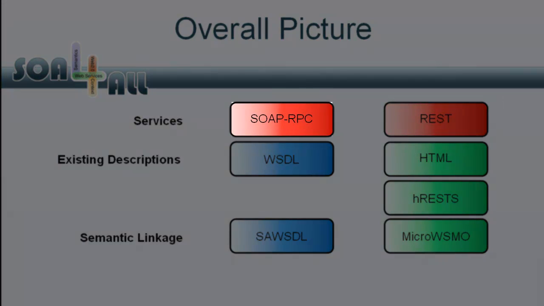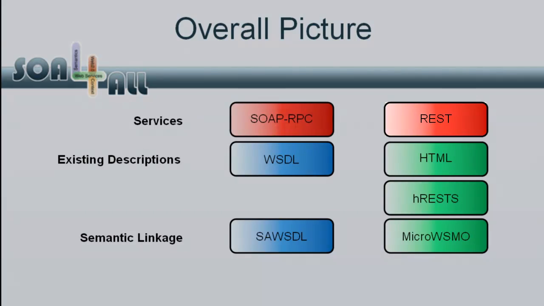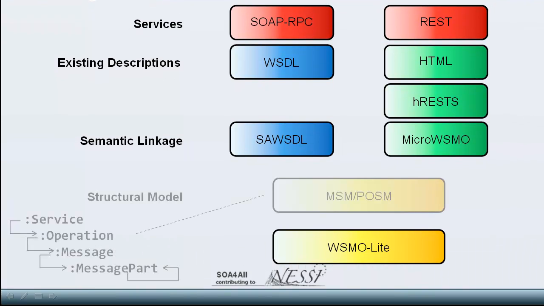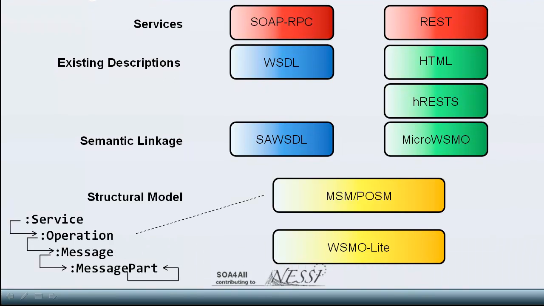Putting it all together, we can see that there are two types of services, namely the SOAP-RPC-like services and RESTful services, which both can be semantically annotated with a common annotation model called WSMO-Lite. However, the two approaches use very different techniques to describe and annotate the services, which is the reason why in SOA4All we defined a common structural model which is called the minimal service model.